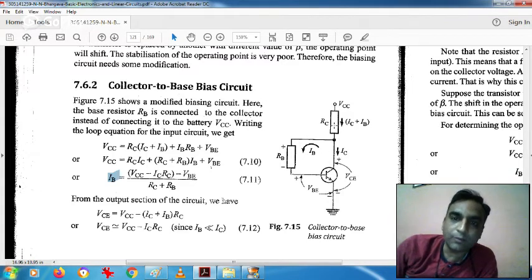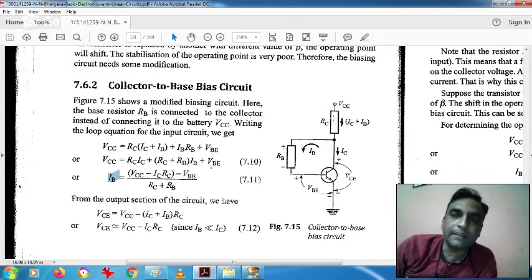So at this point, at this resistor, what we will have is IC plus IB. So now we will write the equation. First of all VCC, then the drop across RC. Then if we are considering the input side, we will have the IB RB drop, and then we will have VBE, and then it is grounded.